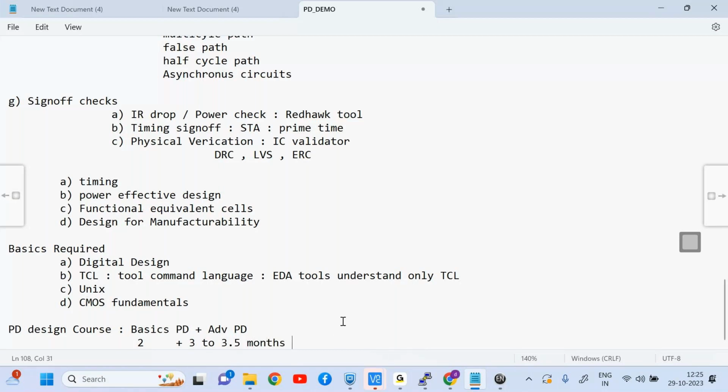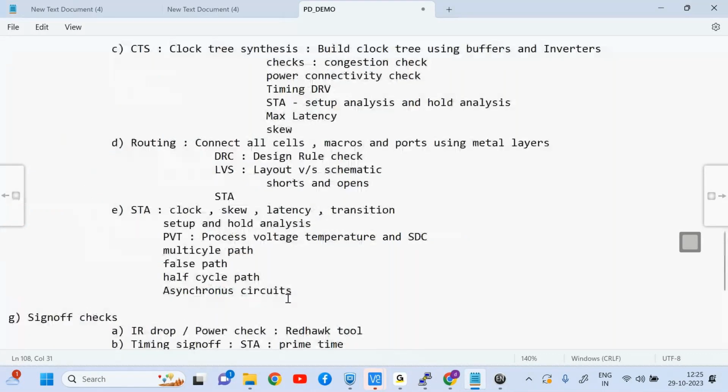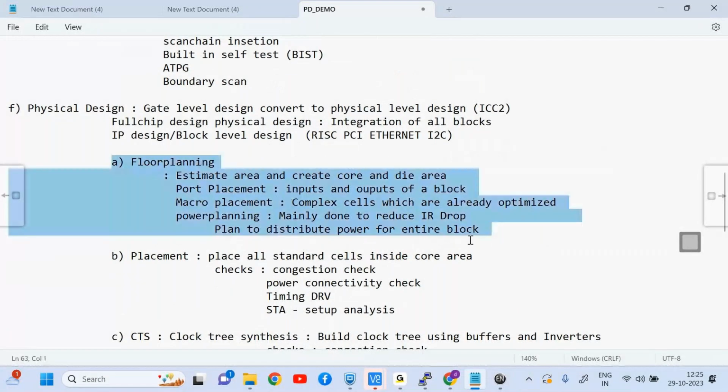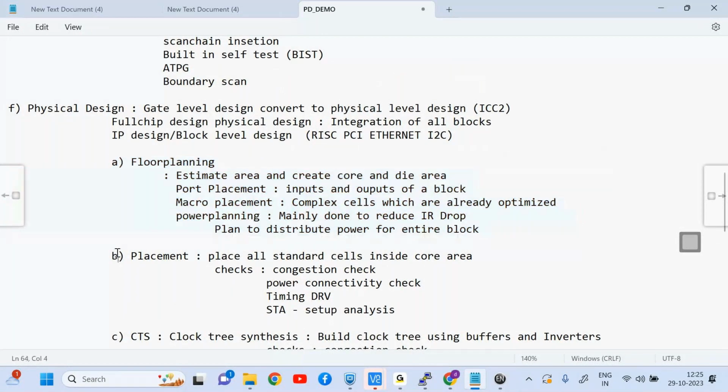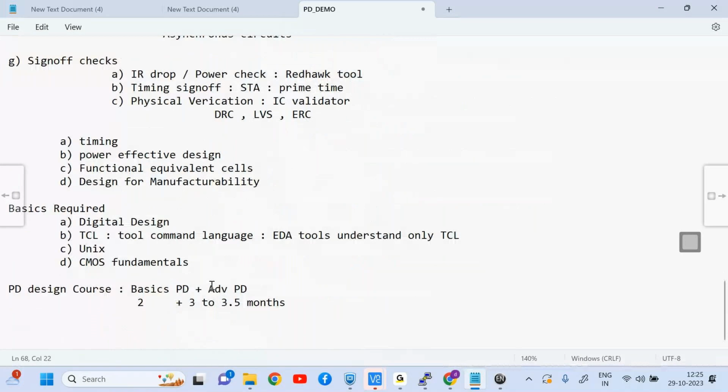After 2 months, you will have completed basics PD. In basics PD, all these topics are covered. Advanced PD is for 3 to 3.5 months. Here advanced topics of physical design are covered. So each and every step: floor plan 20 days, placement 20 days, CTS 20 days, like that. We'll do the advanced part in advanced PD. So basics is for 2 months and advanced PD is for 3 to 3.5 months. Overall it's a 5 to 6 month course, including basics.